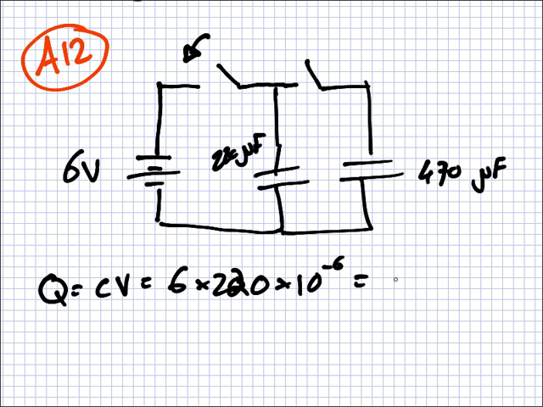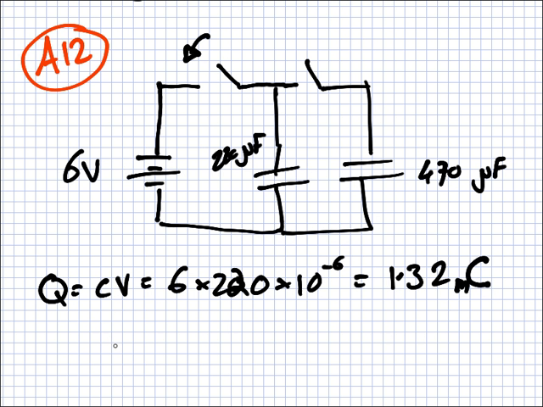So what does that work out? It's 10 to the power of -6, micro. So what's the answer here? 1.32 times 10 to the power of -3. Okay, so 1.32 millicoulombs. Right, what's next?